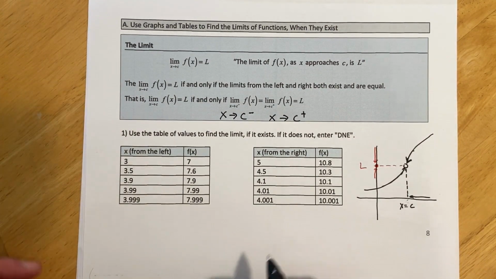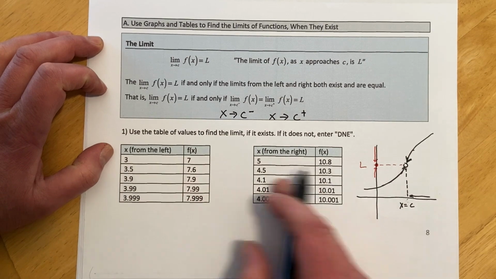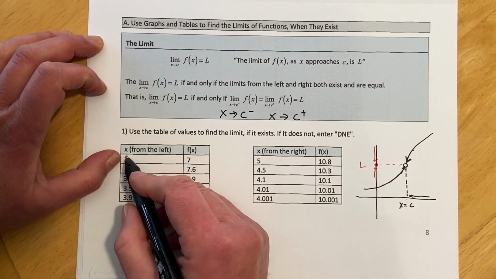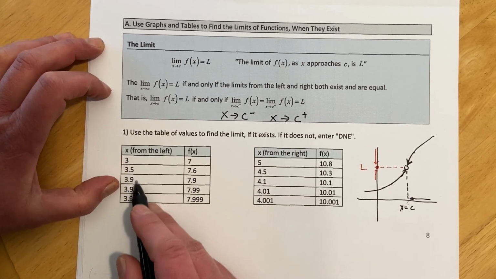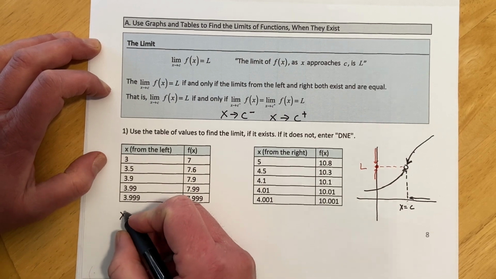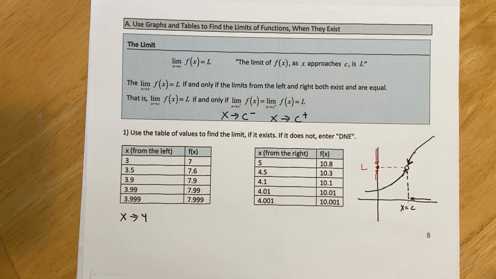Now let me show you what this will look like with a couple of examples that are more like what you'd encounter on the homework. For the table version, if we look at this first table, these are representing the same function, just from the left-hand side and from the right-hand side. Whatever's going on here, we have 3, 3.5, 3.9. It appears as though x is going to approach 4 on this side.